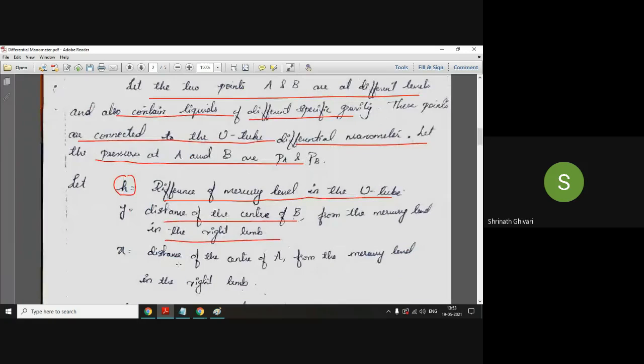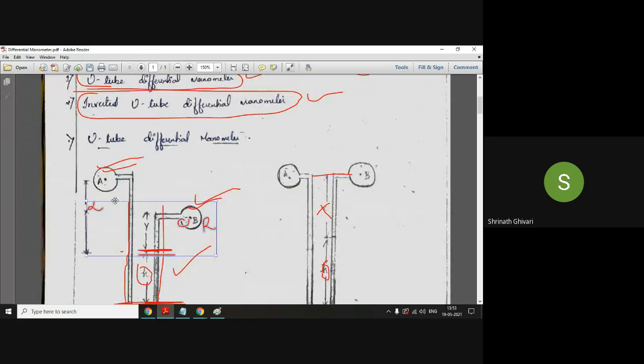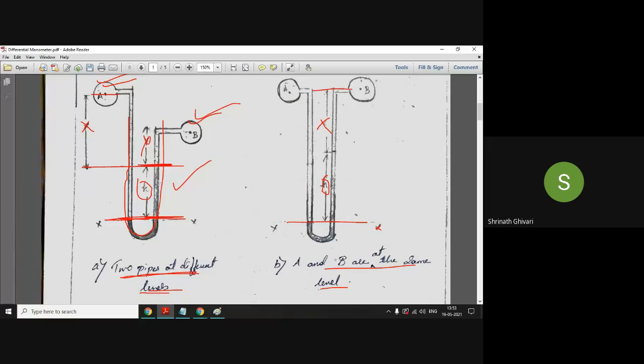And X is the distance of the center of A from the mercury level in the right limb. So it is from this end to this point. This is X. Remember these parameters, while solving problems it will be helpful. H is the difference in the mercury level. Y is the distance between the center of the pipe at B and the level of mercury. X is the distance between the center of the pipe at A and the mercury level. So whatever distance you take, one point will be based on the mercury level difference, and the other point will be the mercury level in the right limb.